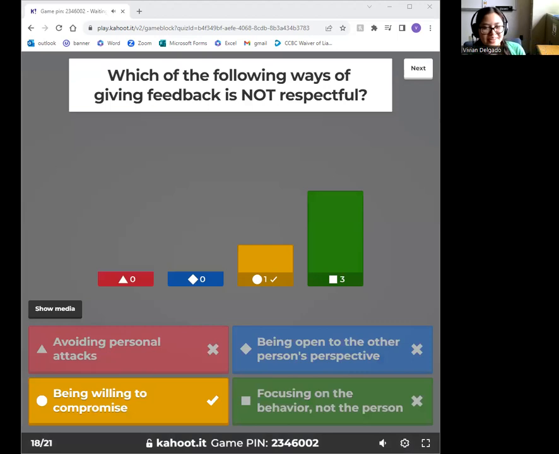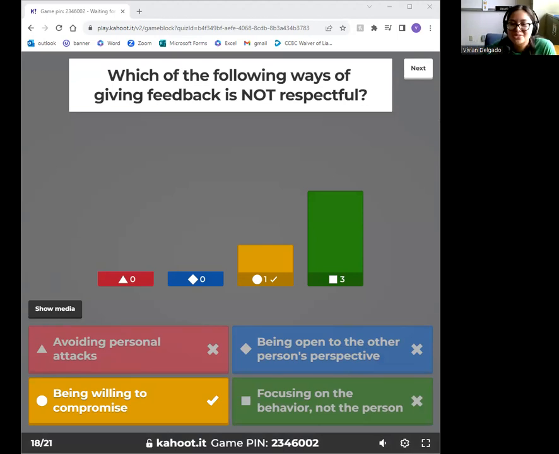Okay. Let me explain this, because you guys thought focusing on the behavior and not the person. So I said being willing to compromise, and this is because when people give you feedback, it's important to focus on the behavior and not the person.